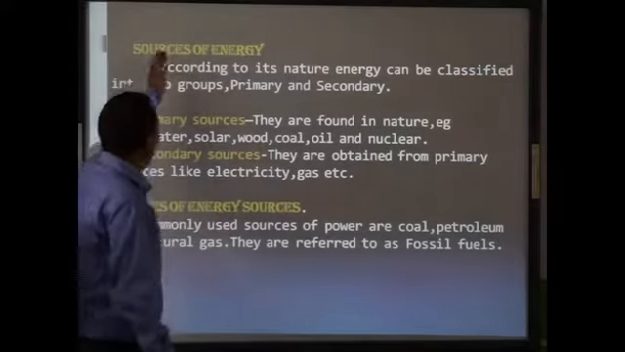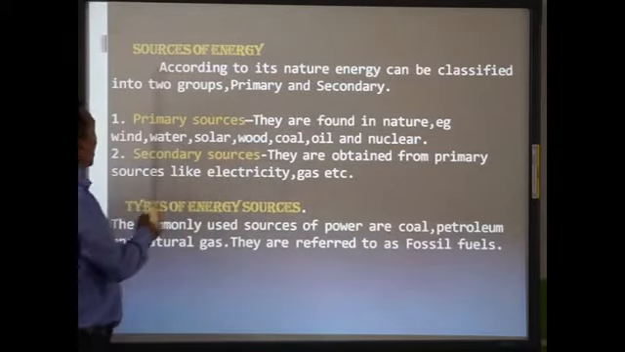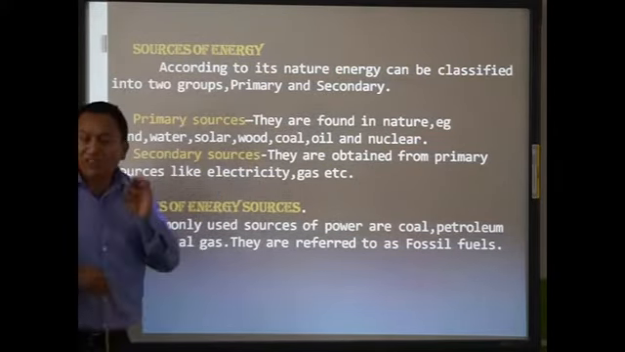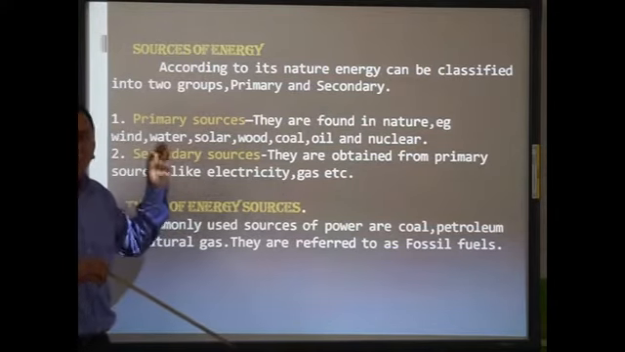Now let's see the sources of energy. According to its nature, energy can be classified into two groups, primary and secondary. So we can classify energy into two groups, the primary group and the secondary group.